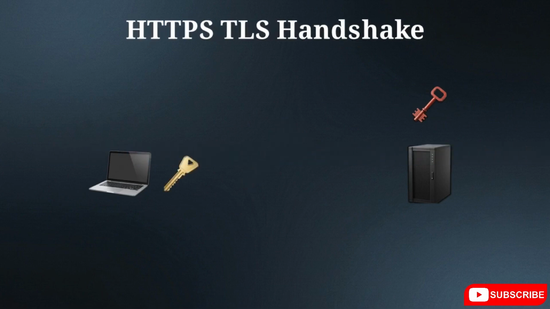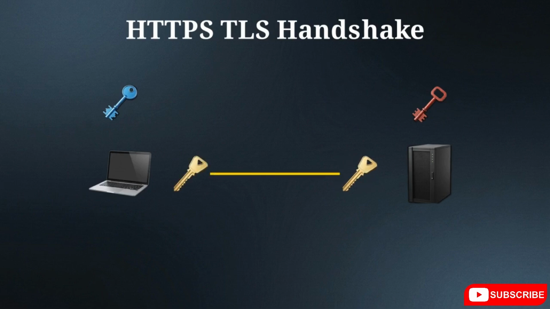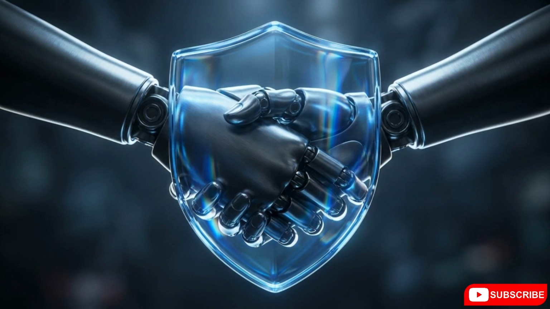The client generates a fresh, temporary version of this, called a session key. To safely deliver this fast key, the client places the session key inside the heavy asymmetric container, locks it with the server's public key, and sends it across the network. Only the server's private key can open it. This process is the TLS handshake.